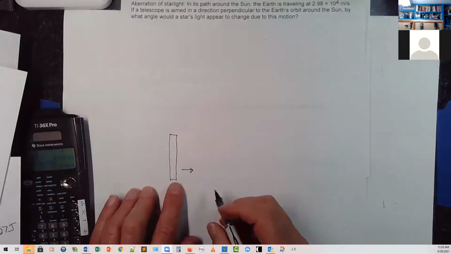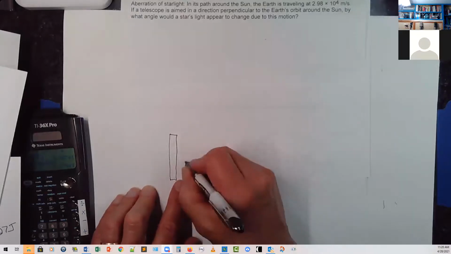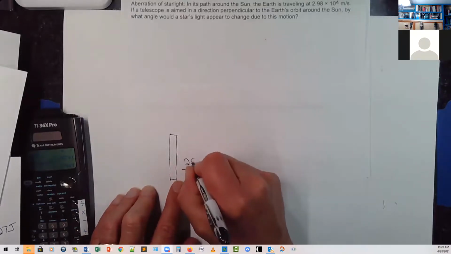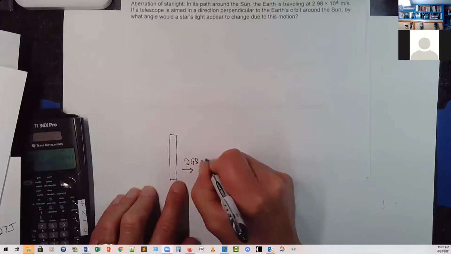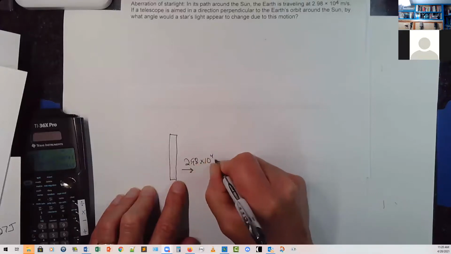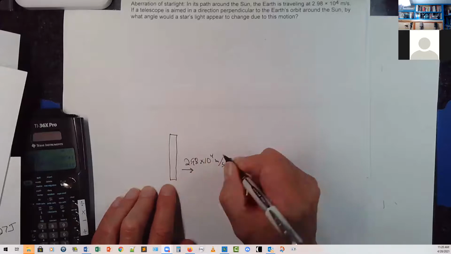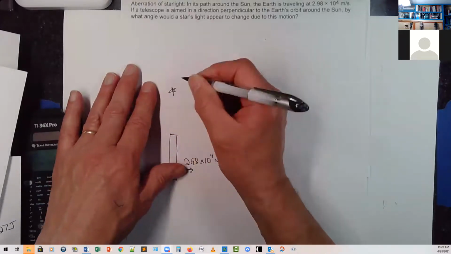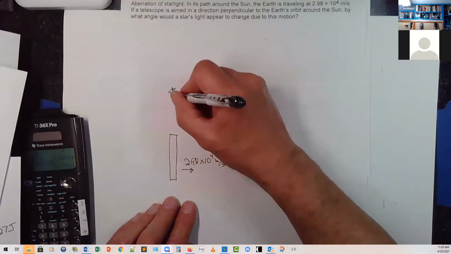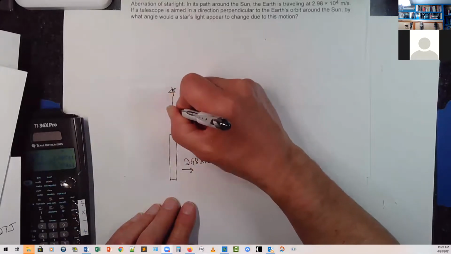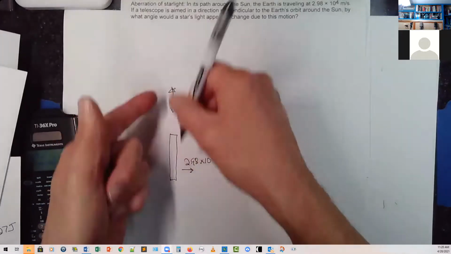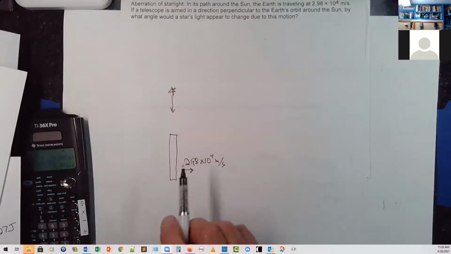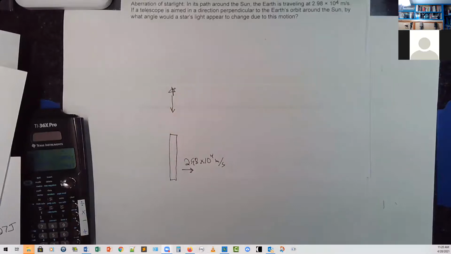So it's actually traveling in this direction at 2.98 times 10 to the 4th meters per second. And then way up here, there is a star, and the light from that star is presumably coming straight down because we've got the telescope aimed straight up.